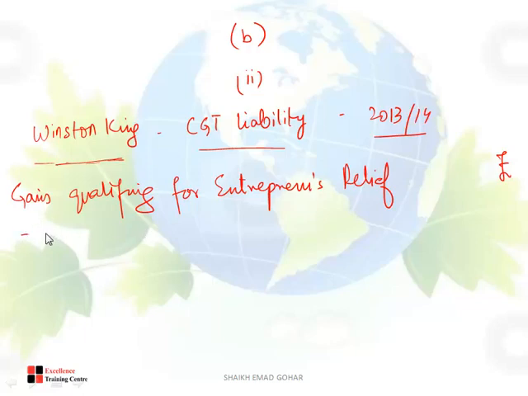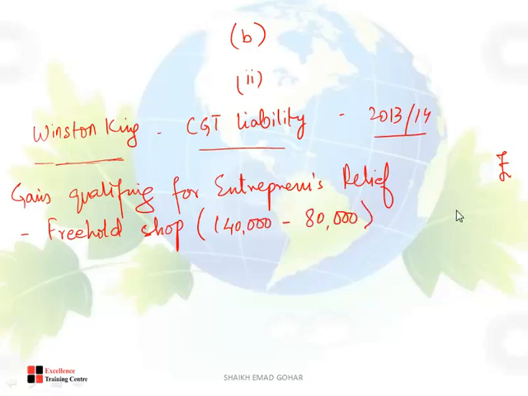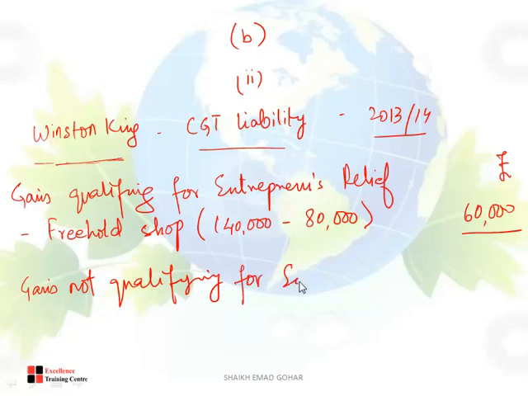Yes, what is qualifying? Only freehold shop. So what is the gain on freehold shop? Can you tell me? What is the proceeds of freehold shop? What is the cost of freehold shop? So how much is the gain? 60,000 is the gain which is eligible for entrepreneurs relief only. Done? Now gains not qualifying for ER, gains not qualifying for entrepreneurs relief.